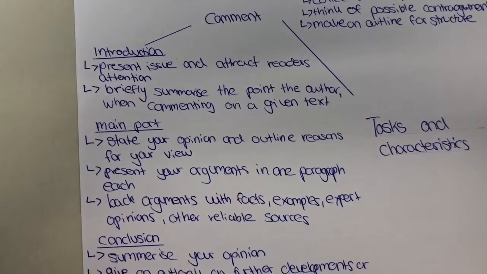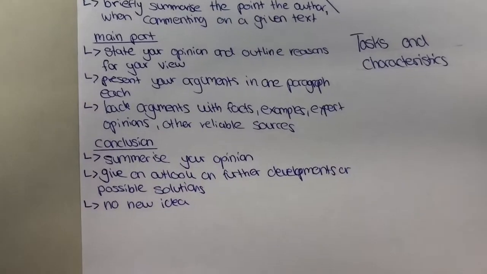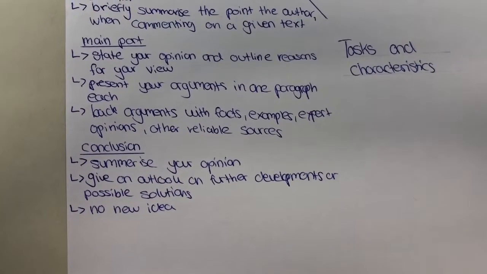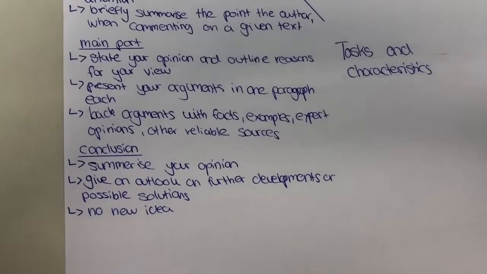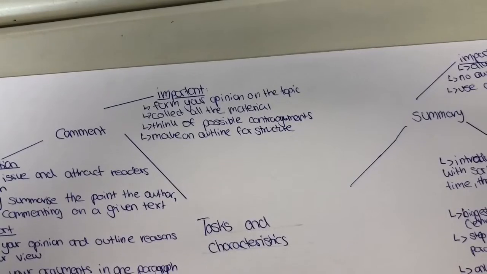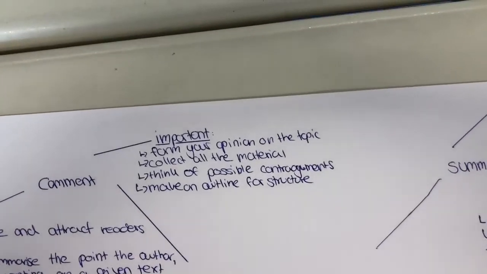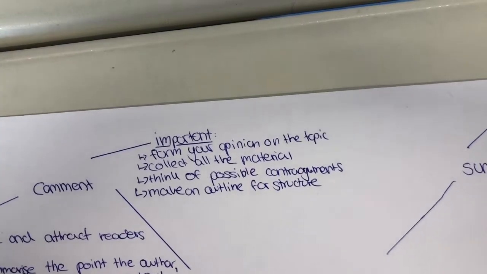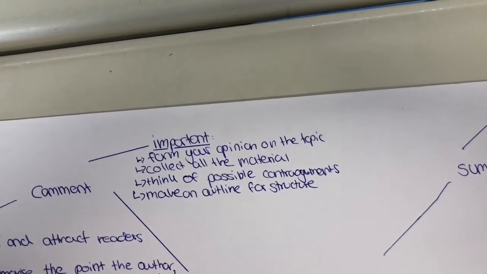In the conclusion, you should summarize your opinion and give an outlook on further developments or possible solutions. Don't add any new ideas here. Before you start writing, form your own opinion on the topic. Collect all the given materials and use your background knowledge. Also think of possible counter-arguments that you could invalidate. An outline will help you to structure your text.